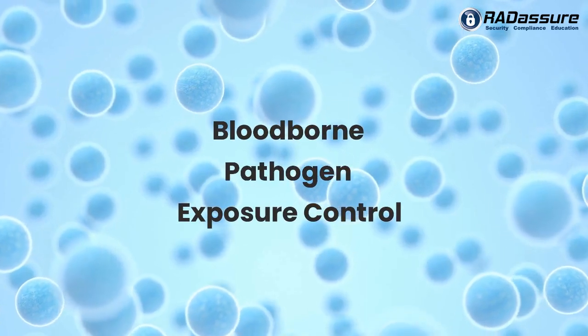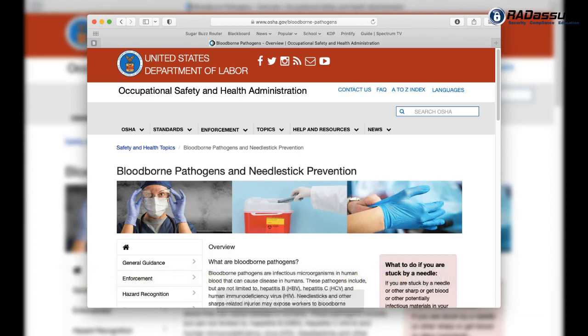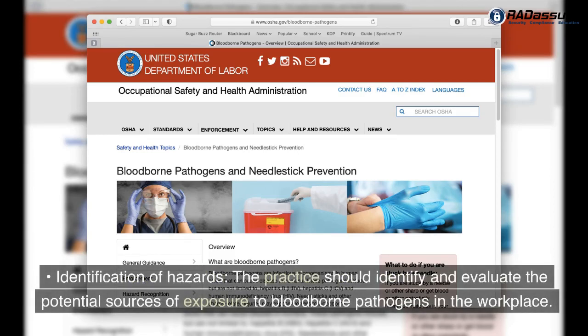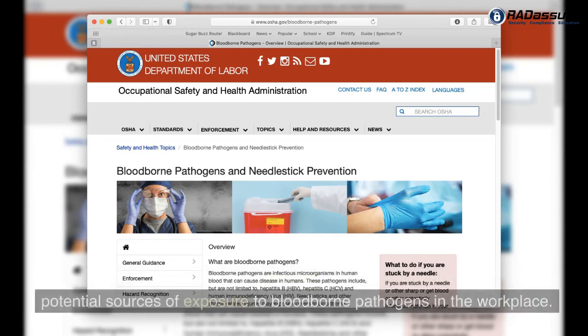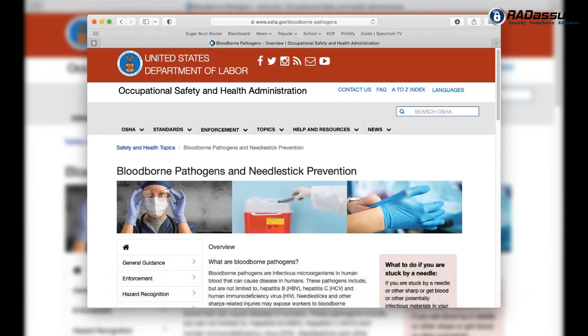Bloodborne pathogen exposure control. An exposure control plan for bloodborne pathogens should include the following elements. Identification of hazards. The practice should identify and evaluate the potential sources of exposure to bloodborne pathogens in the workplace. This includes evaluating the tasks and procedures performed by employees, as well as the type of equipment and materials used.